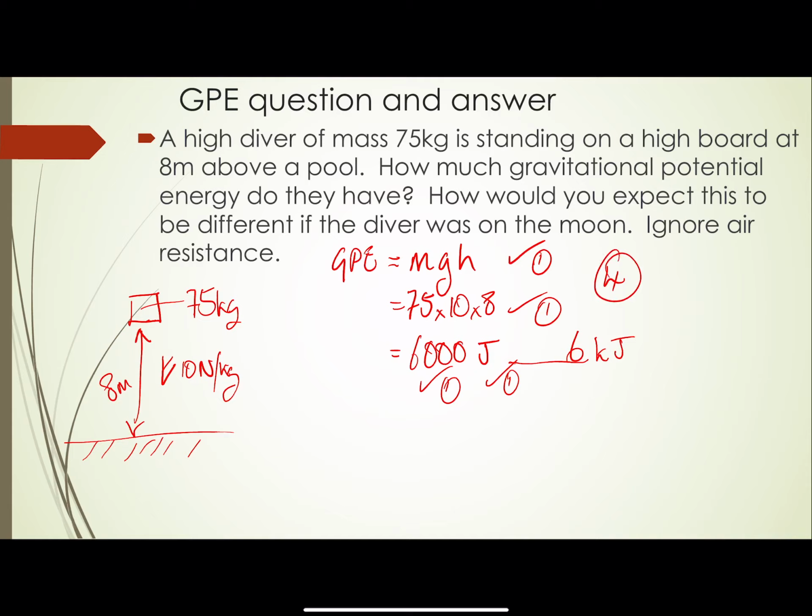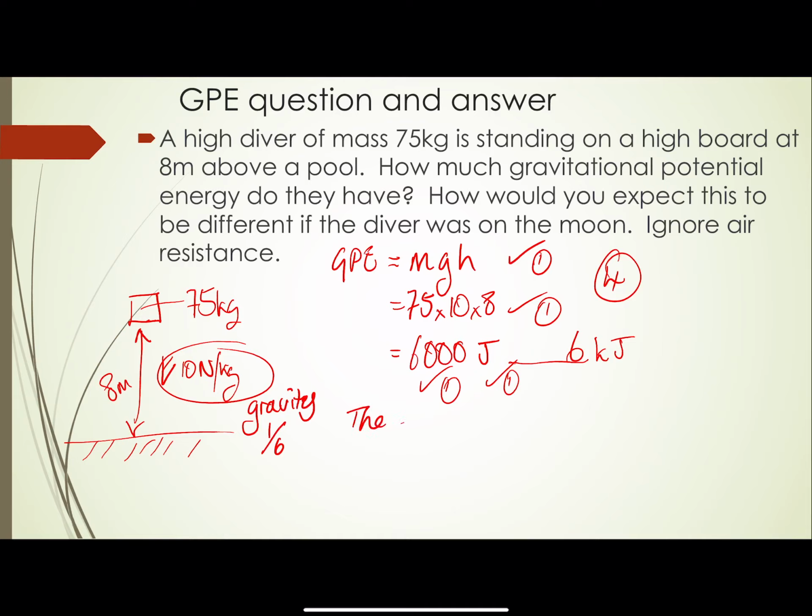Let's have a look at the last part. How would you expect this to be different if the diver was on the moon? Well, the term that would be different would be the gravity term. Gravity on the moon is 1/6 of that on Earth. So we would expect the energy to be less.